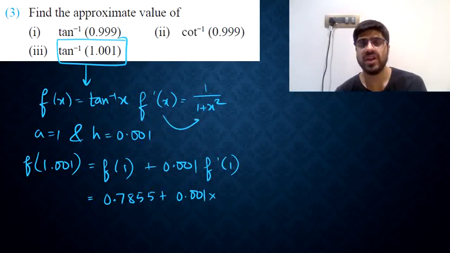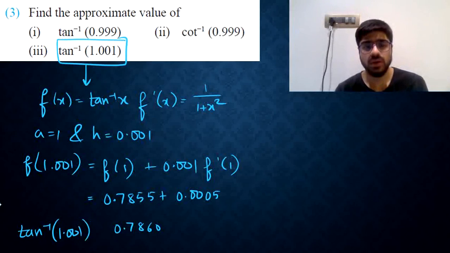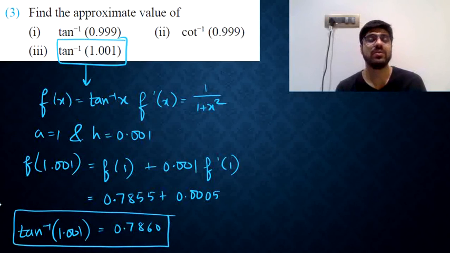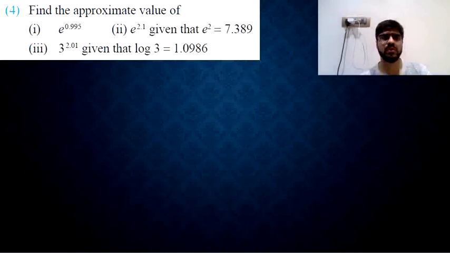0.001 into f dash 1 is going to be equal to 1 by 2, so that makes it 0.001 into 1 by 2, which is 0.0005. So this becomes 0.7860, which is the approximate value of f of 1.001, that is tan inverse of 1.001. Yeah, and we just saw that it is approximately equal to 0.7860, and yeah, that's how we are solving these three questions. We continue with the fourth one.